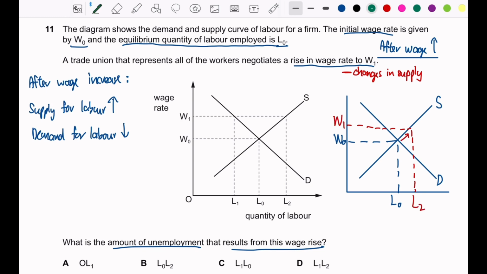This is the supply curve. We can see that the movement is an extension when the price increases. And right now we draw a demand curve. Because they say the wage rate increases to W1, just draw it down, and it's L1. Actually, for the demand curve, it is a contraction.